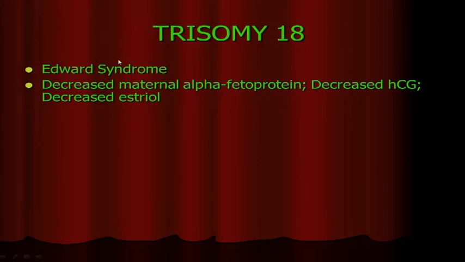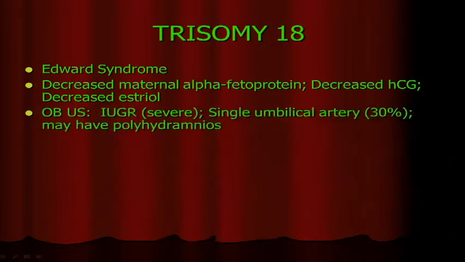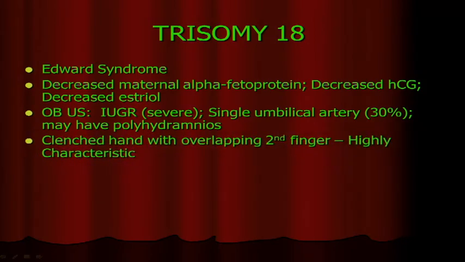Trisomy 18 has decreased maternal alpha-fetoprotein, decreased HCG, and decreased estriol. On OB ultrasound: intrauterine growth retardation, which can be severe, and a single umbilical artery. Whenever they have a two vessel cord, what do they always order that we have to read? Renal ultrasounds. They'll order a renal ultrasound because there are associated renal anomalies with a two vessel cord. And they may have polyhydramnios. The clenched hand, overlapping second finger, I demonstrated it to you. That's highly classic. But please, on OB ultrasounds, look.